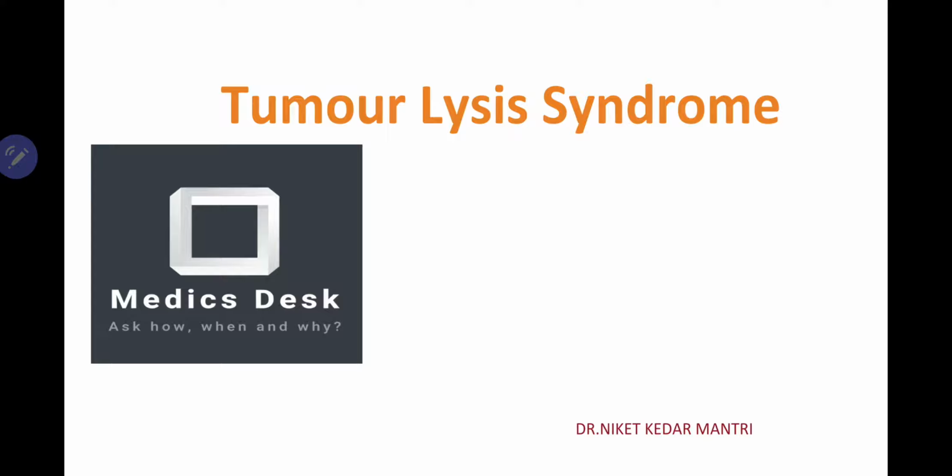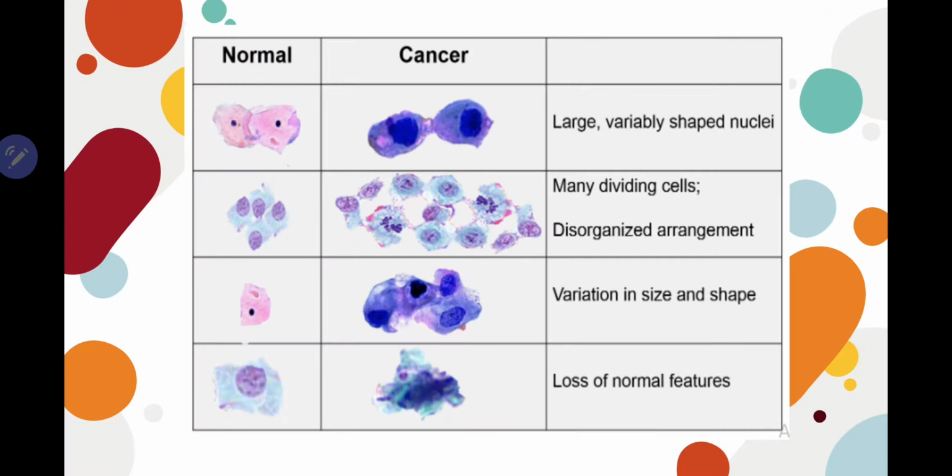Let us study tumor lysis syndrome. So, what are the differences between normal and a cancerous cell? A malignant cell is a big cell with a very big nucleus. They are continuously dividing cells and have a disorganized arrangement. There is also variation in their shape and size, and they have lost the normal features.